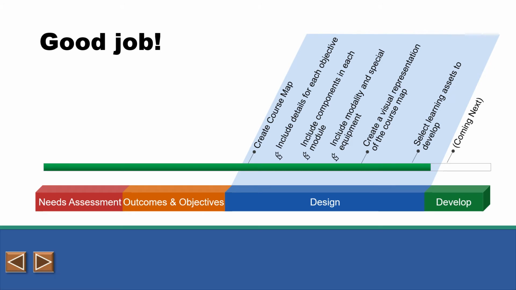And with that, that's the end of the case. That brings us to the end of the design, creating the course, and we already talked about the details to include for each objective. We talked about the components to include in each module, that it was important to identify the modality and the special equipment or technology that would be needed. And here we talked about creating a visual representation of the course map, that it would need to be done in some way, and selecting the learning assets to develop.